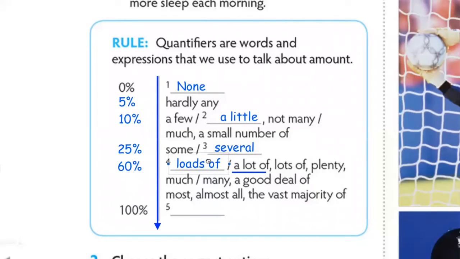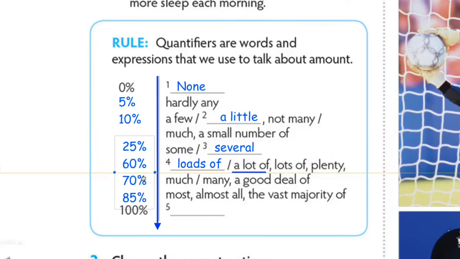Thank you. And now we could increase the percentage of the amount. Maybe we can add 70%, right? And for 70%, we could use much, many, a good deal of, but then we have most or almost all or the vast majority. I think for that, what level do you increase? 80, 90%? What do you say? 85 would be. I think so, 85%.